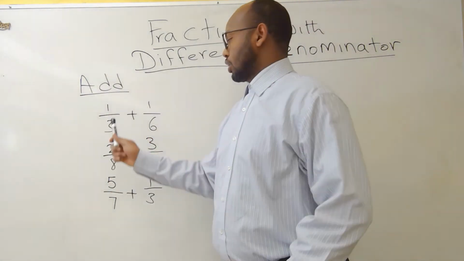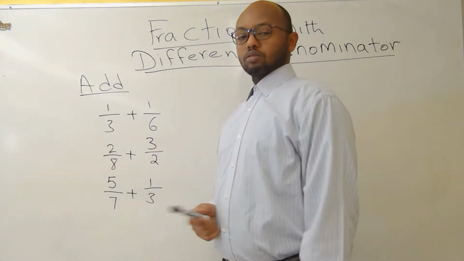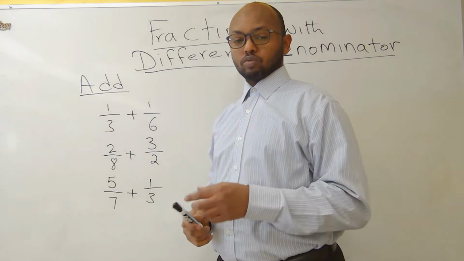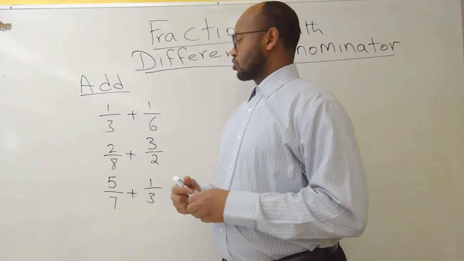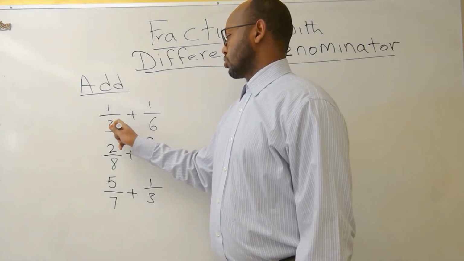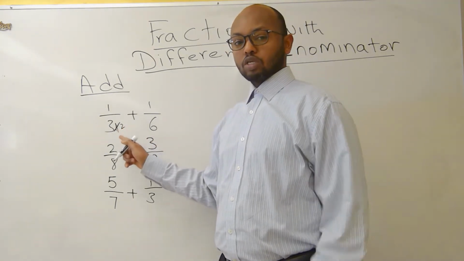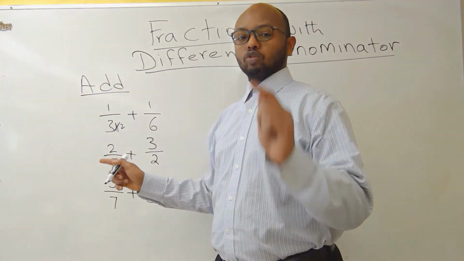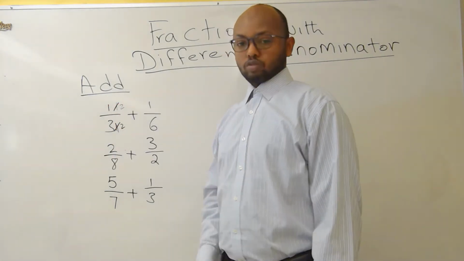Think about a number that, if you multiply the 3 by it, will give you 6. So 3 is a multiple of 2, right? 2 times 3 will be 6, right? So I multiply here by 2. Okay? So when you multiply the denominator by 2, you also have to multiply the numerator by 2.